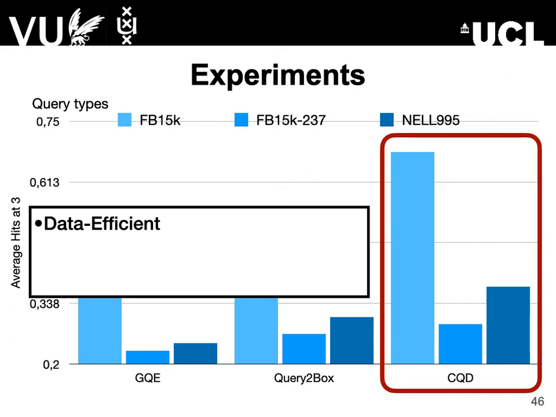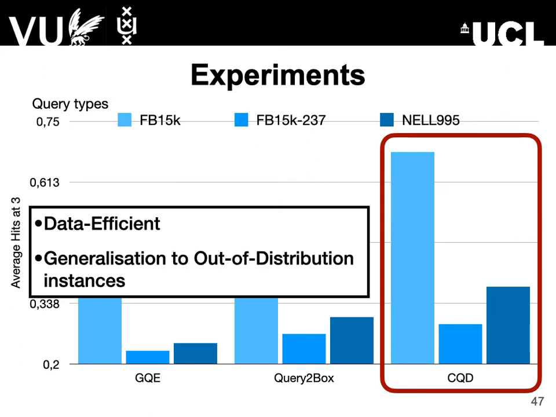This improves over existing models, both in terms of data efficiency, because we only need to train our model on a much smaller dataset of simple queries, and also in terms of out of distribution generalization, because we get better generalization accuracy on complex queries without having to train on them in the first place.